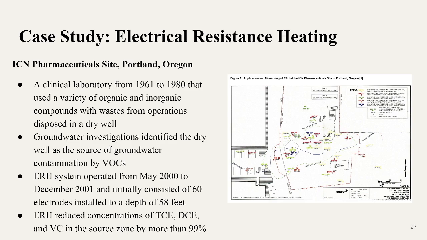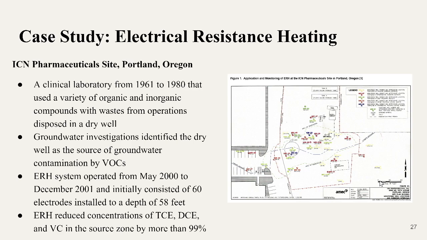The initial ERH system consisted of 60 electrodes installed to a depth of 58 feet, placed in hexagonal arrays. In the boreholes where the electrodes were, steel shot was packed to improve conductivity and increase the effective diameter of the boreholes. Additionally, impermeable seals were placed in the annular spaces to prevent hot vapors and liquids from escaping through the boreholes.